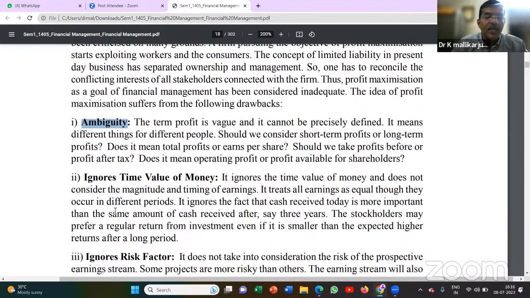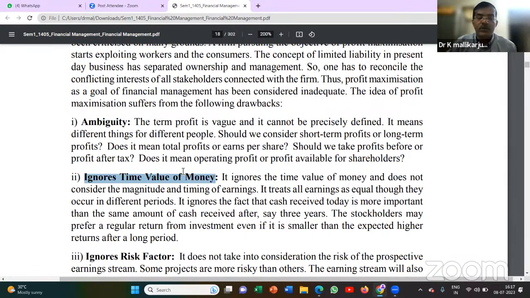The second thing is ignorance of the time value of money. Right? Money has a time value. Today's rupee is worth more than a rupee after one year. But profit maximization totally ignores the time value of money. It just says the figure is there. But we talk about present values and future values. After 3 years the value is different from now. Three lakhs after 3 years is not three lakhs now. Profit is measured with ambiguity. The second one is ignorance of time value.